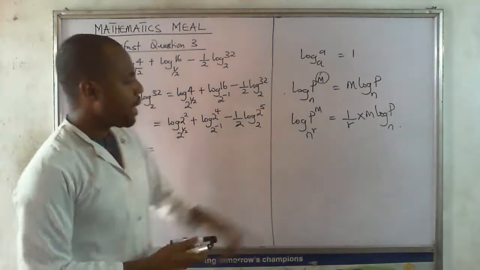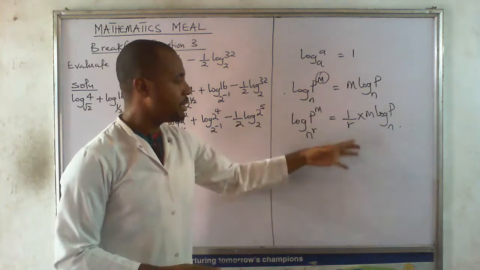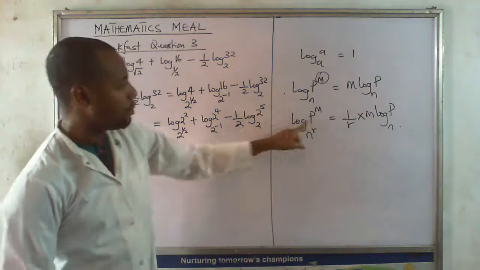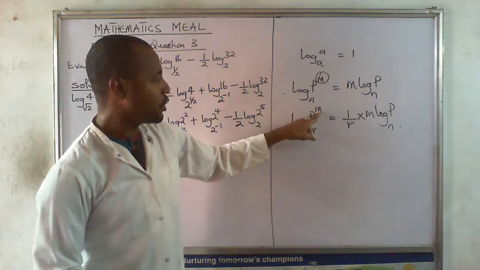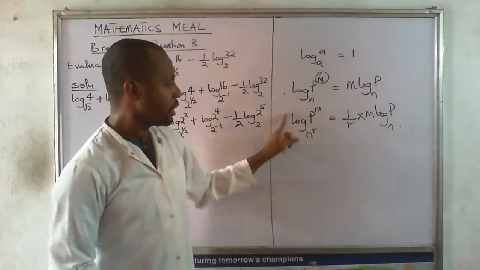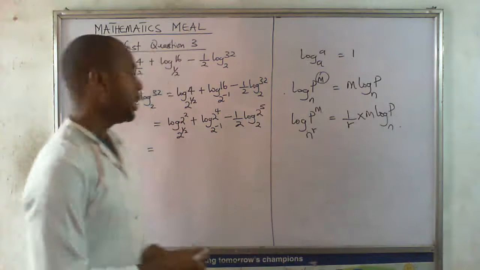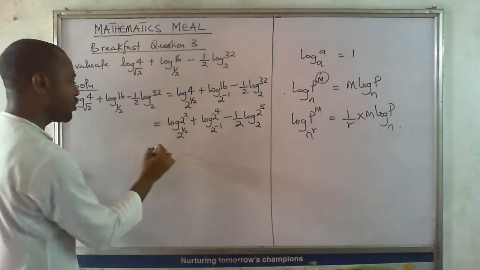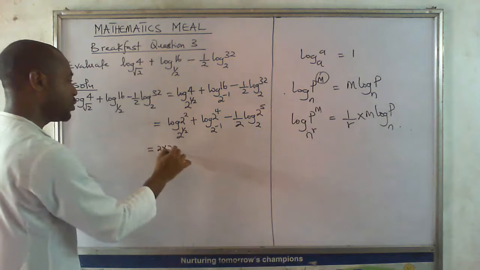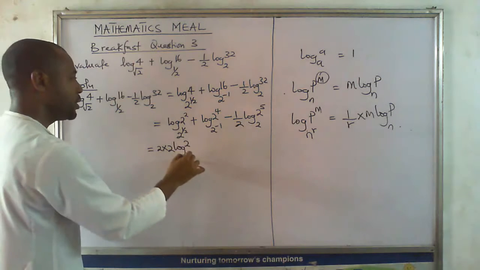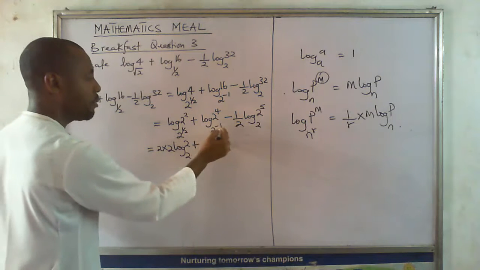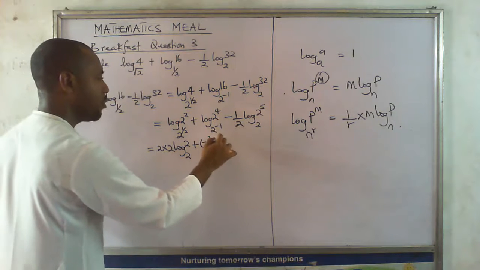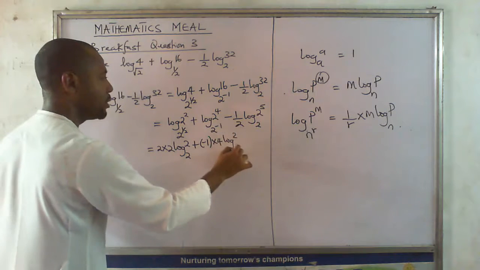Now when the power is on the base, it's the same thing as the reciprocal of the coefficient of the log. You see, when this arrow comes here, it becomes 1 over r. But when the power is on the number, it's just the same number that will multiply the log. So if I do that here, the reciprocal of 1 over 2 is 2. This one still remains 2 log 2 base 2. Then plus the reciprocal of minus 1, which is still minus 1, times 4 log 2 base 2.